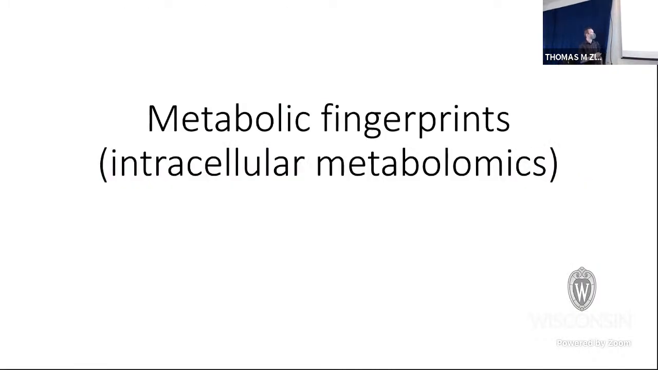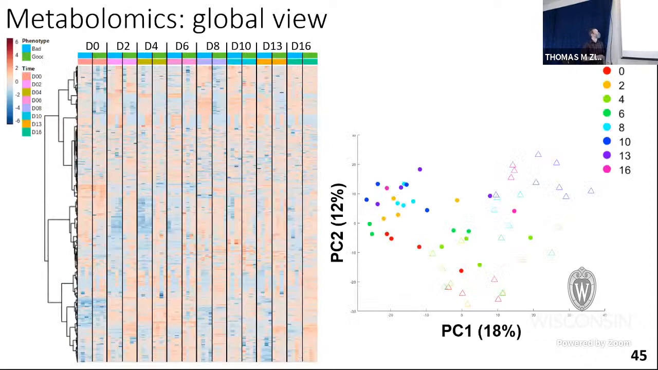So now I'll talk briefly about the metabolic fingerprints, or the intracellular metabolomics, the metabolites within the cells. Again, we can look at the heat map and we can see some differences. As early as day 2, we start to see differences segregating between the good and the bad, whereas at day 0, they're very similar. Again, we can look at a principal component analysis.